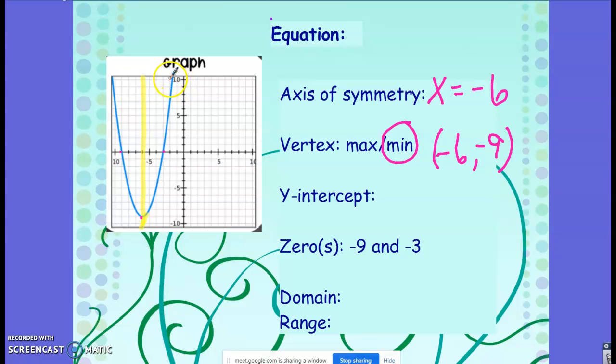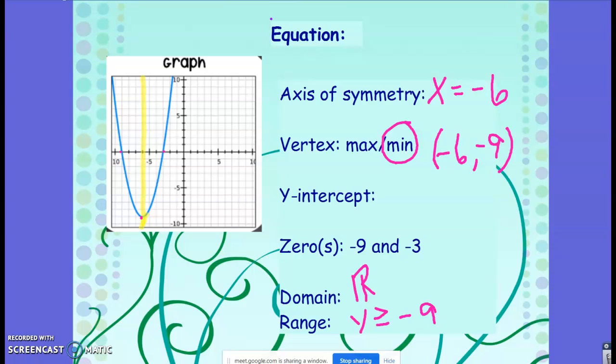This should have arrows on it. Most of the ones do on your homework. Some of them got left off when the graph cut off like this, but this would be a domain of all real numbers, and a range of y is greater than or equal to -9, because that's the lowest y value, and it's going to continue all the way up.